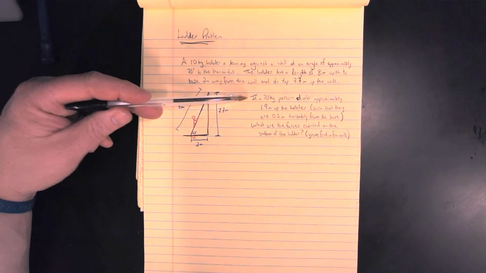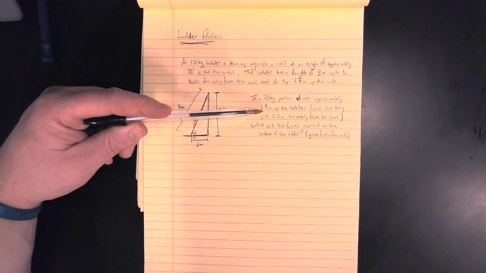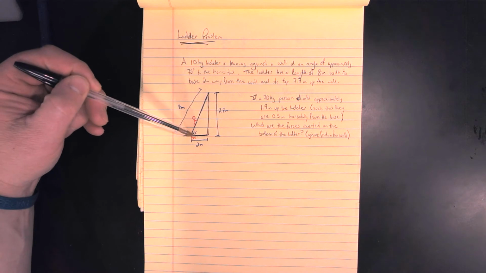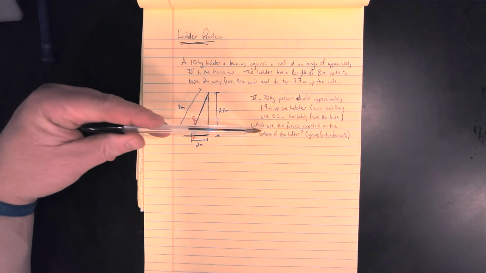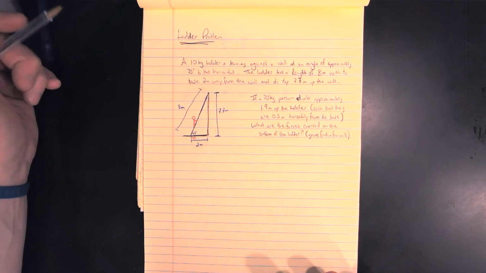Now, it says a 70 kilogram person is going to be standing on the ladder, approximately 1.9 meters up the ladder. So they're 0.5 meters horizontally from the base of the ladder, so here's 0.5. What are the forces exerted on the bottom of the ladder? This is very similar to one that's on our WebAssign.